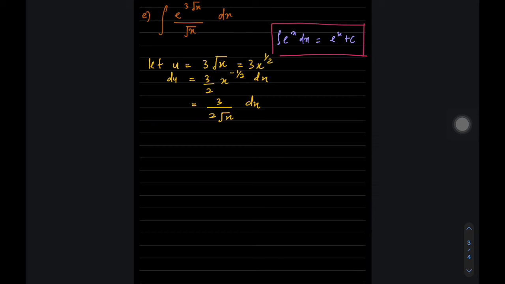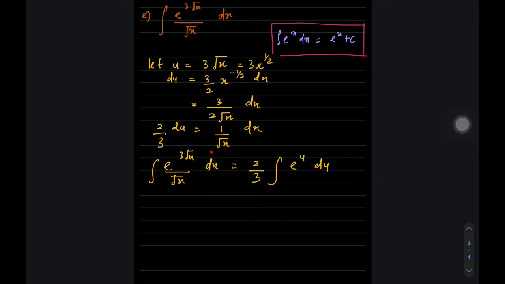So go back to your question. So we have 1 over square root of x dx here. So we need to rearrange this function. 2 over 3 du is equivalent to 1 over square root of x dx. e power of 3 square root of x over square root of x dx, in terms of u, will become 2 over 3 and then e power of u du. So this one will become 2 over 3 du. So this one e power of u.